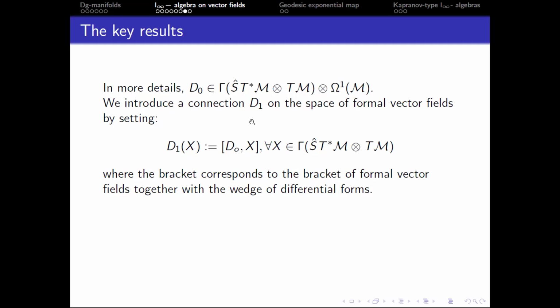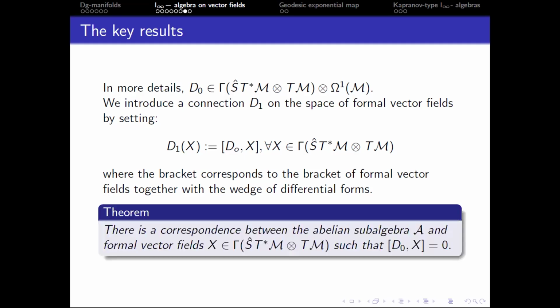And now by this, we can introduce another connection on the space of formal vector fields by producing the commutator. So if I take a formal vector field X and I want to apply the connection D1 on X, I just take the commutator of formal vector fields twisted by differential forms. And one can prove that this is also a nilpotent connection. You can use the graded Jacobi identity for this Lie superalgebra, and you have the nilpotency condition.